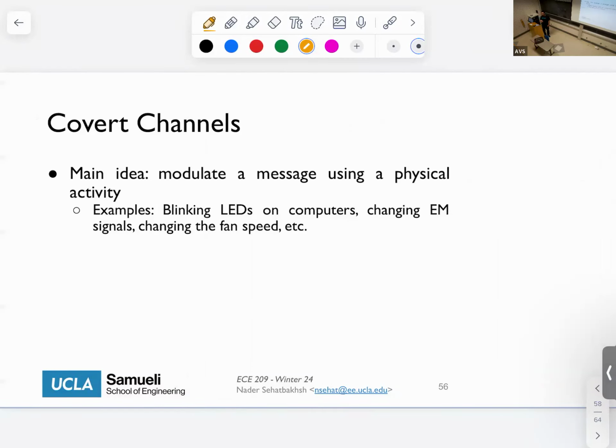So how do we do that? The main idea in all of these covert channels is that I'm going to modulate a message using a physical activity. For example, there are papers showing that if I have a hard drive with an LED that blinks, then if I want to send 0, I blink twice. If I want to send 1, I blink maybe three times. And if somebody has a camera on the other side of the street that sees my LED blinking, they can see whether I'm sending 0 or 1.